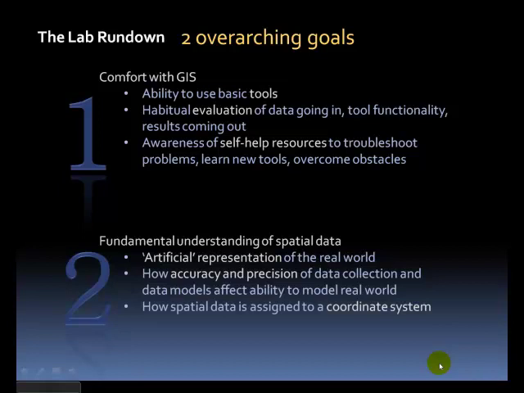The second major goal for the semester is to give you a fundamental understanding of spatial data. At its heart, it's an artificial way of representing the real world. So what does that mean, and how does that artificiality affect what we're doing and affect our ability to run analysis in GIS? How accurate and precise is the data? What's the quality? What's the resolution like? How does that impact what we're doing? And most importantly, the coordinate system. How do we describe where we are on the Earth? How do we take this spatial data and connect it to the Earth in an accurate way? And what are those coordinate systems? How do they impact the research that we're doing?